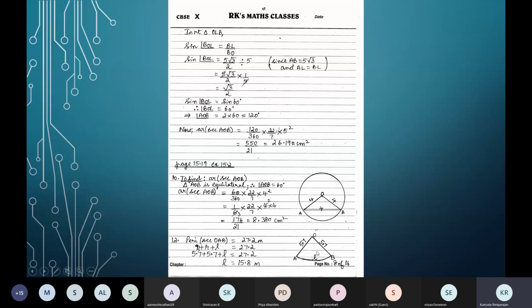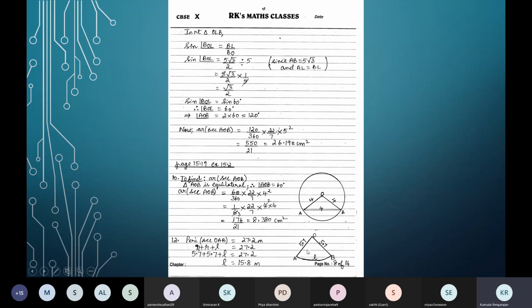All right. So here, the next one, the perimeter of a sector. So this is how a sector looks like. It's bounded by 2 radii and an arc. A sector is a piece of a circle bounded by 2 radii and an arc. We've called this sector OAB. The radius is given to be 5.7 meters, and the perimeter of the sector is 27.2.